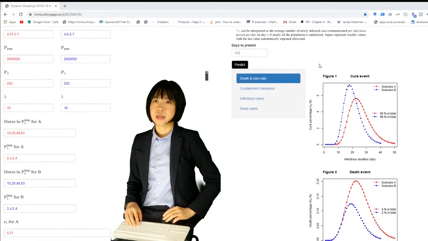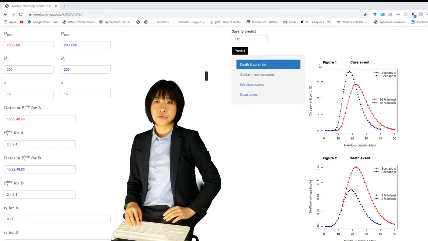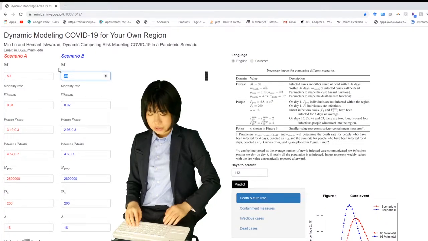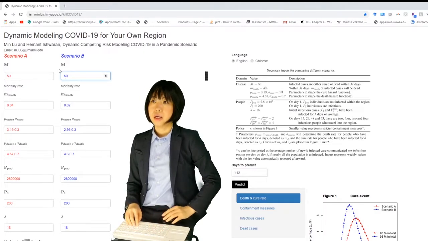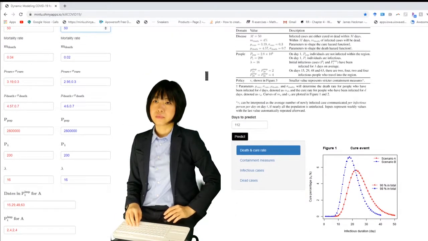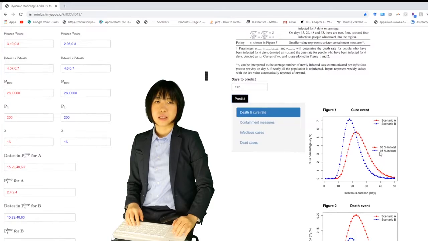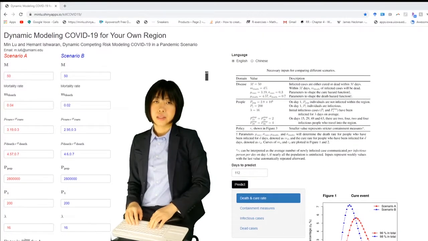Here you can see that we have two scenarios where in scenario B, the M value is smaller, but we can change this value. And after you change it, you can check the result. Then you can see that both of the two scenarios have the same length of infectious period. The second parameter we're going to input is M deaths, which is the mortality rate within M days.